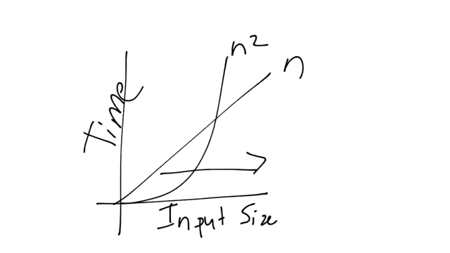Maybe for small input sizes, the big O of n squared algorithm might actually work faster. But eventually, as the input size increases towards infinity, the big O of n squared algorithm's runtime will eclipse the runtime of the big O of n algorithm, just like any quadratic mathematical function will eventually overtake any linear function, no matter how much of a head start the linear function starts off with.